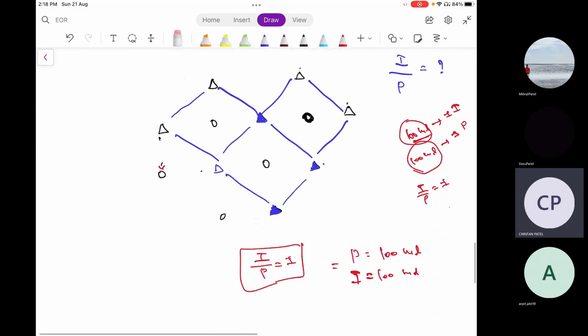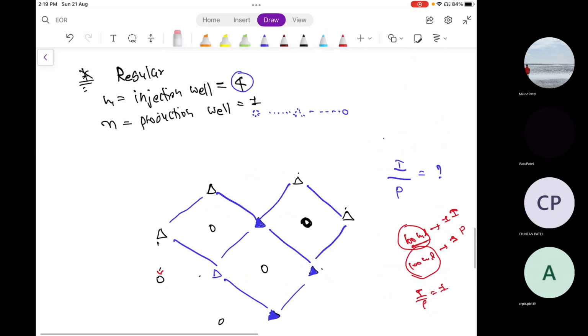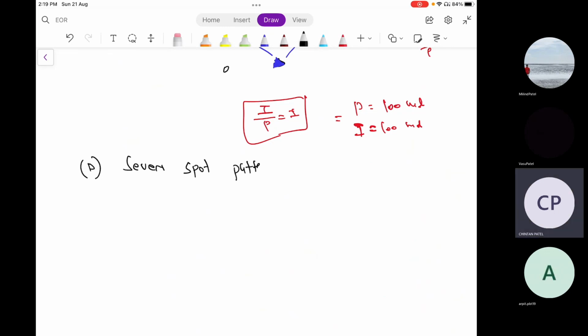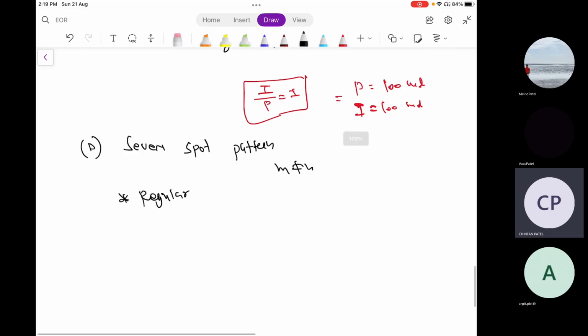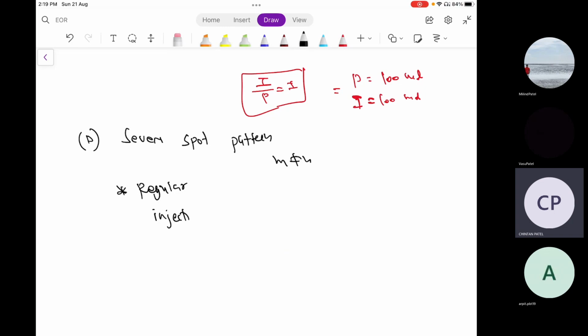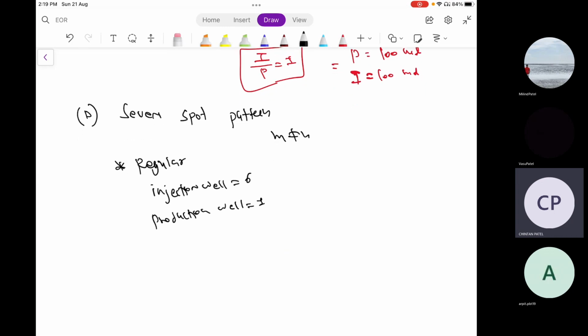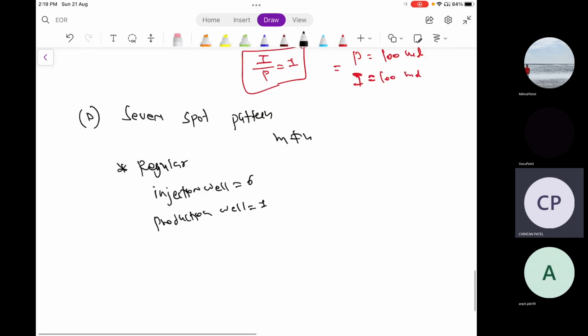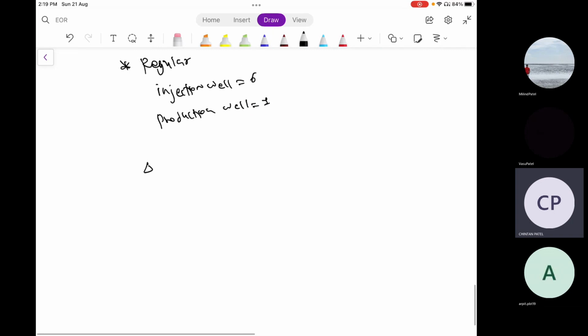Next is the 7 spot pattern. So definitely we are going to discuss the regular pattern itself. Again, here m is not equal to n. It means your injection wells are 6 and your production well is going to be 1 in the regular pattern. In the inverted pattern, you have 6 production wells and 1 injection well. So this is the pattern where you have a hexagonal shape. So the shape is going to change.